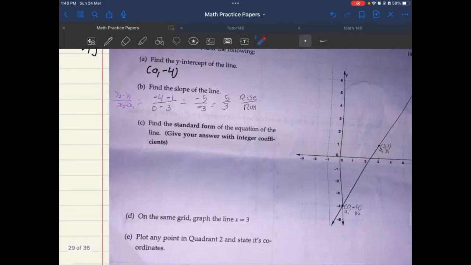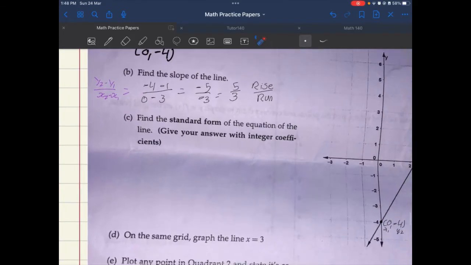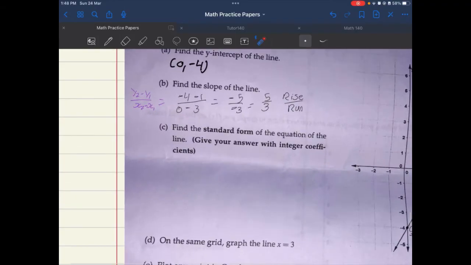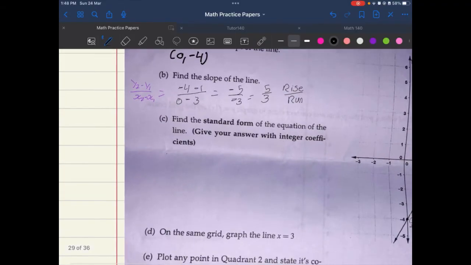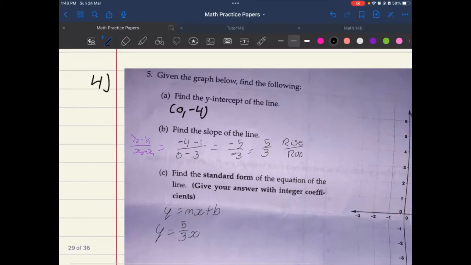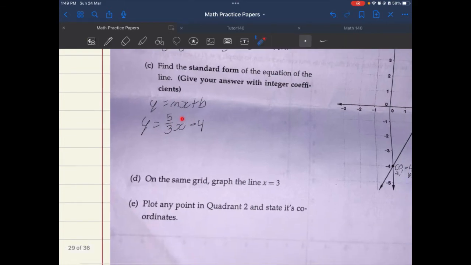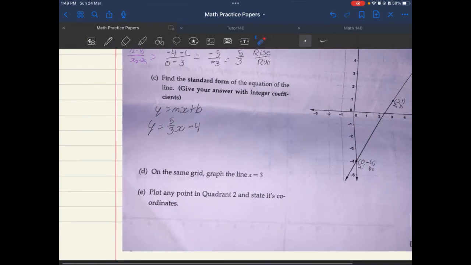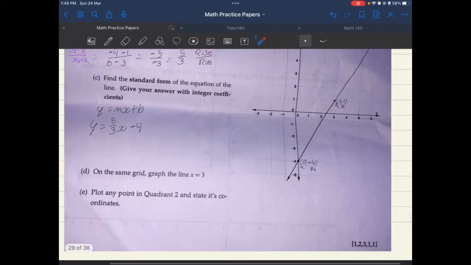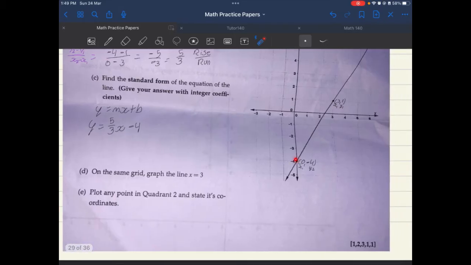Okay? So find the standard form of the equation of the line. Give your answer with integer coefficients. The slope-intercept form of an equation of a line is y equals mx plus b. Y equals, what's the slope? M is the slope, so 5 over 3x. And then b is the y-intercept, so minus 4. If you wanted to plot this, we find the y-intercept, that's (0, -4), and you go up 5, rise over run, then over 3.